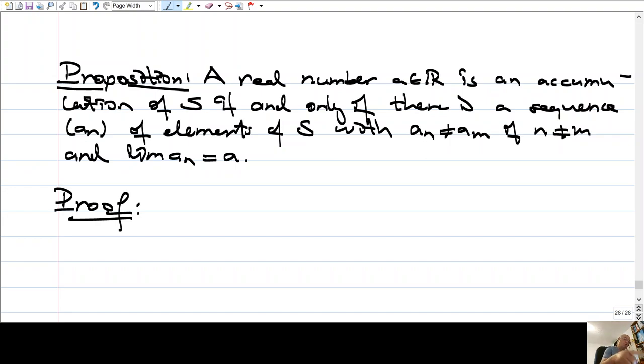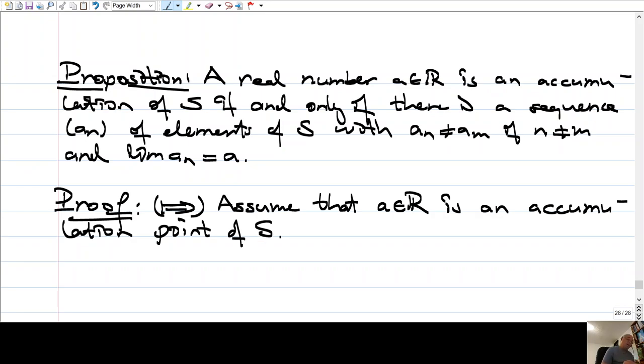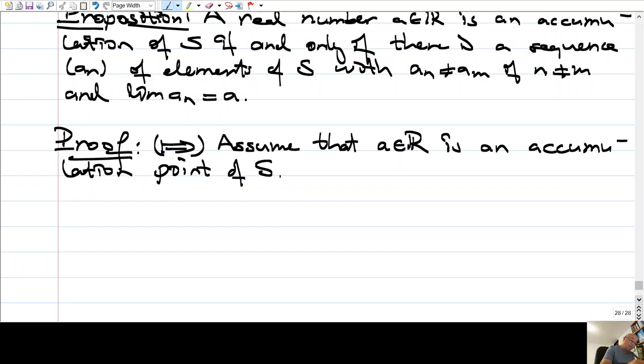In the proof, I will also draw some pictures and explain why this is the case. First, let's start from this direction. So assume that A is an accumulation point of S. To prove this direction, I have to construct a sequence of elements of S so that these elements are different and they converge to A. The idea is very simple. Let me describe you the idea.